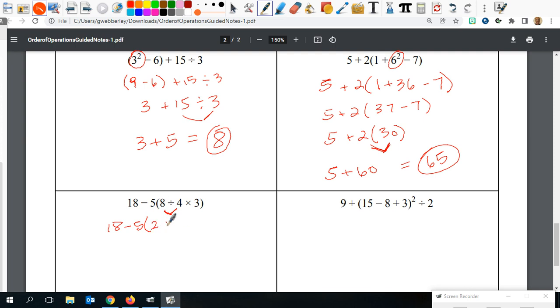I'll put the times dot there. I don't like putting x's for times just because it looks too much like a variable that we're going to use later on. Now I got to do 2 times 3 inside. So 18 minus 5 times, what number is that? 6 there. Okay, what do I do next?